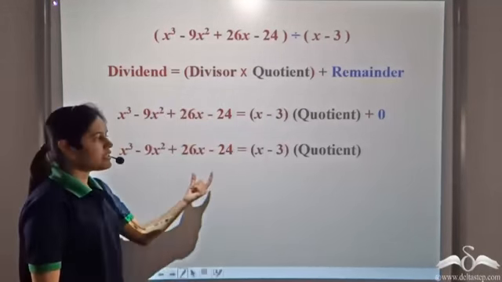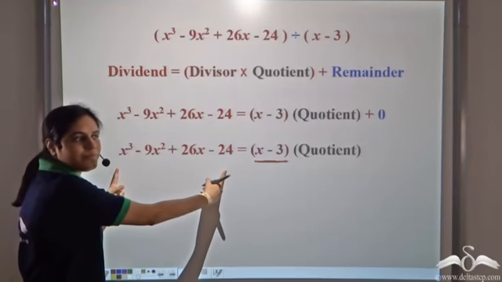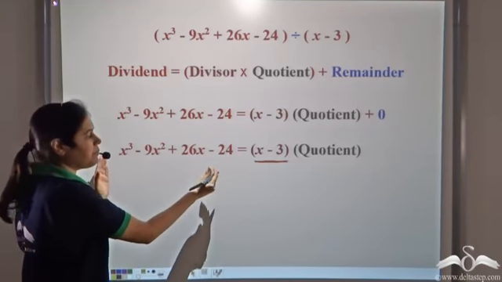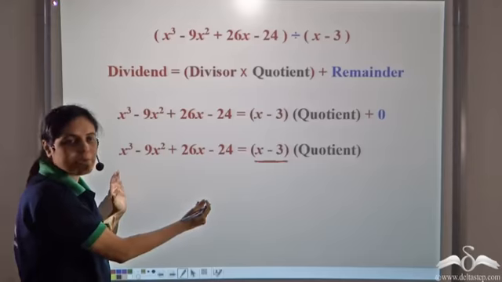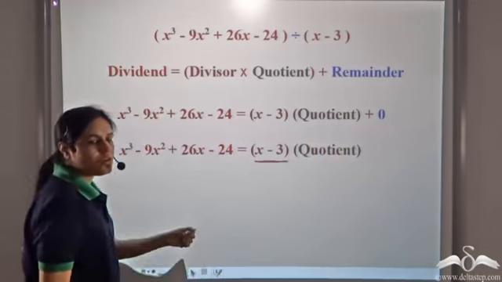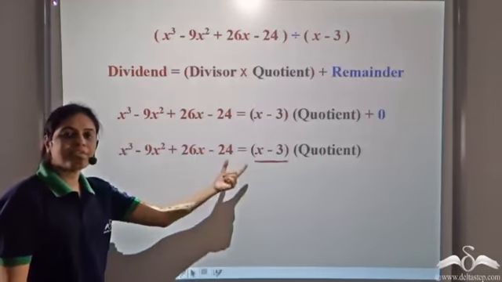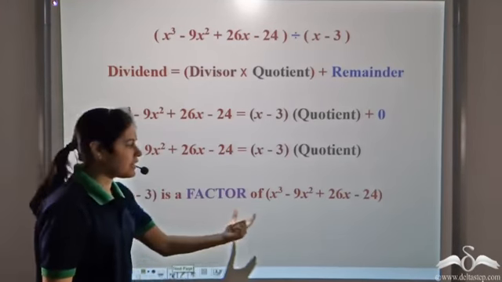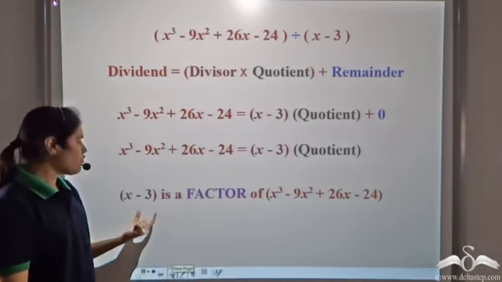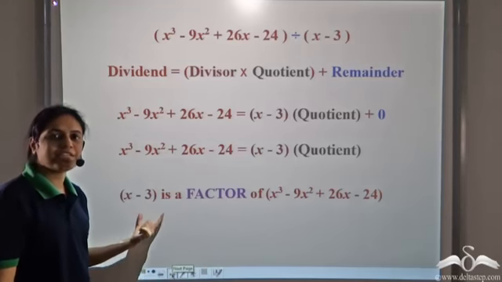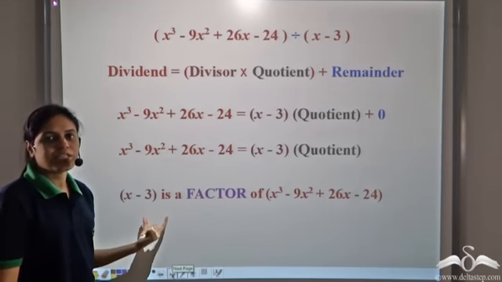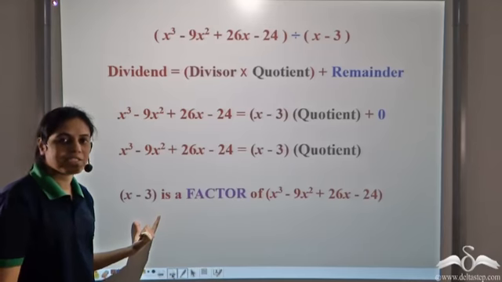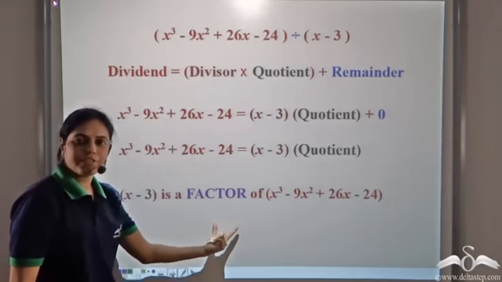Now what does it tell us? It says that x minus 3 is a factor of this polynomial, because x minus 3 completely divides this polynomial as it leaves remainder 0. Hence x minus 3 is a factor of this polynomial. So for any divisor, if we get the remainder as 0, then we can say that the divisor is a factor of the dividend.